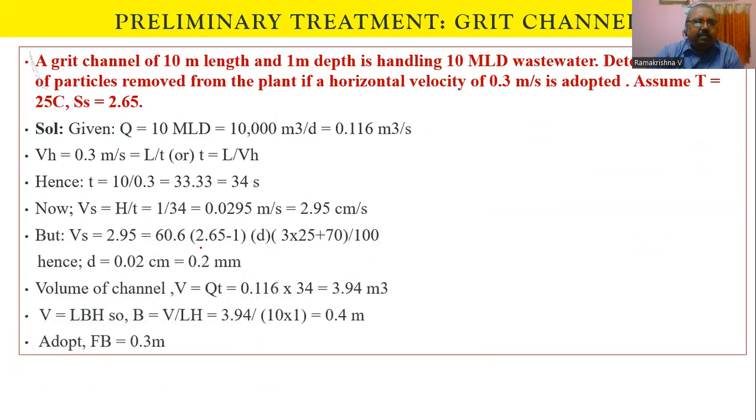And another problem, if you look at a grit channel of 10-meter length, so dimensions are given here. L is given as 10 meters, and H is given as 1 meter. He is handling 10 MLD of wastewater. Determine the size of the particles removed from the plant if a horizontal velocity of 0.3 meter per second is adopted. So VH is given here, 0.3 meter per second.